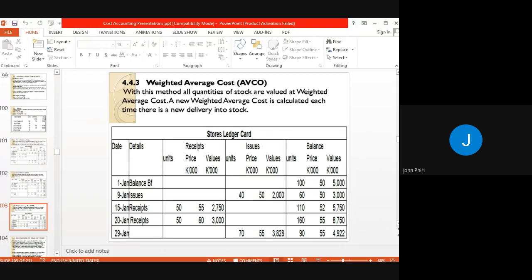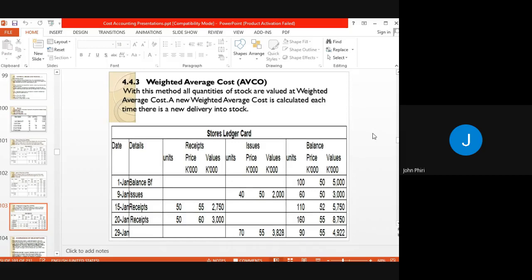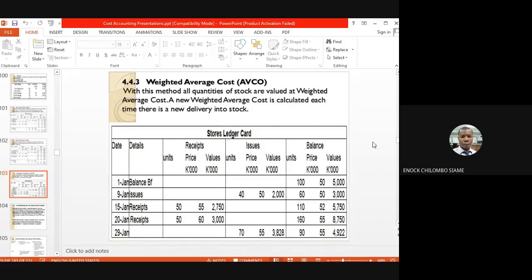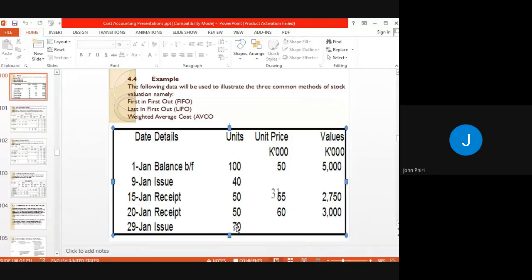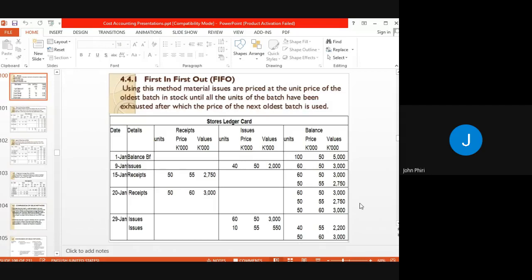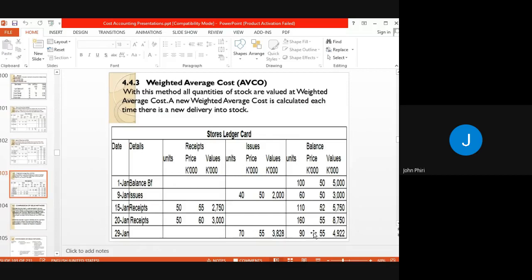Any question? Sorry, I'm lost. Sir, how did we get 70? Oh, 70 on the 29th of January, eh? Yes, on the 29th. We got it from here, it is in the question that you're supposed to issue 70. Is that okay? In terms of the balance, now we have a balance of 90 because we subtract 70 from 160, and then 90. Then we value it at the same price of 55.